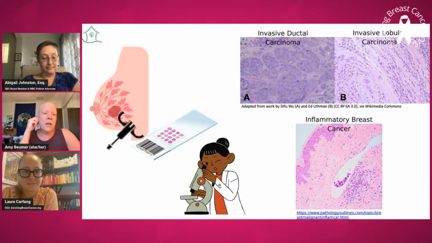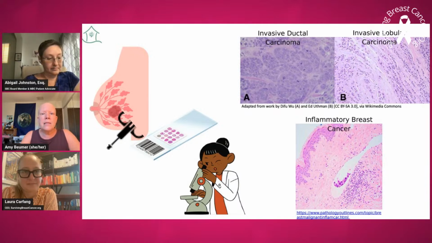Now, what we're going to talk about is the histology. So again, histology is the study of tissues. And when we talk about breast cancer, a lot of times we talk about histological type. And there are three main ones, but there are others besides this, just to keep that in mind. This is not an exhaustive list. The first is the most common.